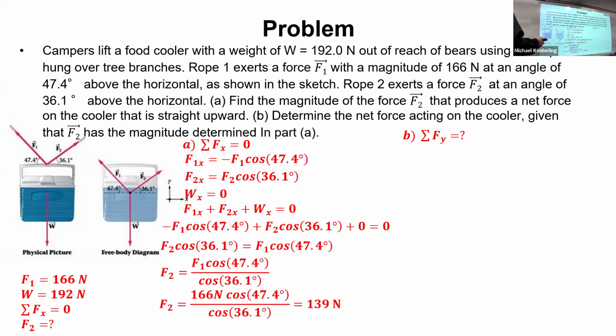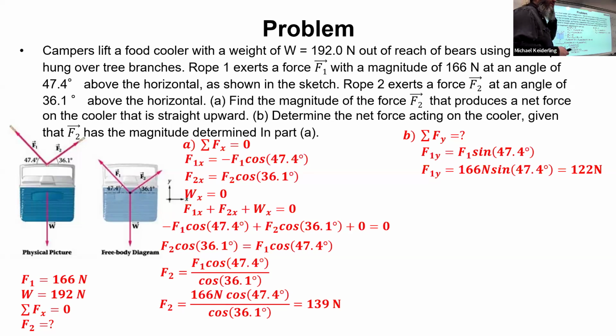We also want to find net force in the y direction. Well, force 1 in the y direction is force 1 times sine of 47.4 degrees. Part B is actually asking just what's the total force, because that's the net force in the y direction. Force 1y is therefore 122 newtons, 166 newtons times sine of 47.4 degrees.